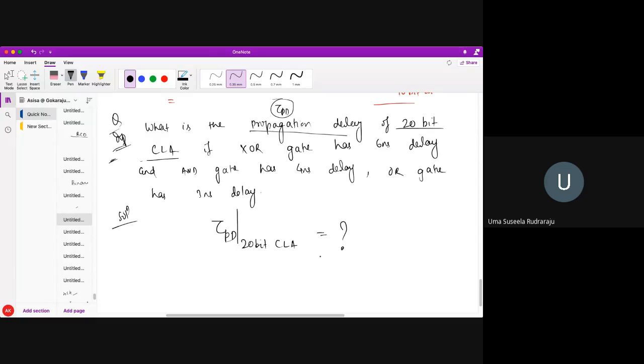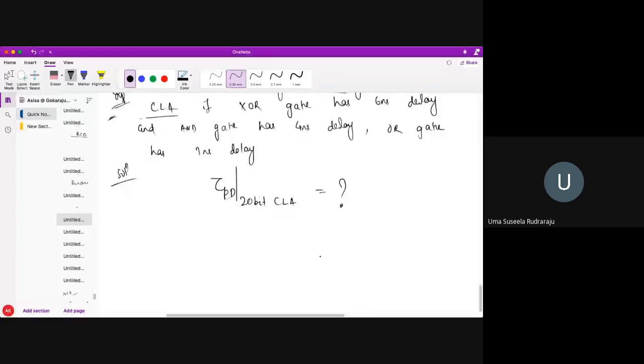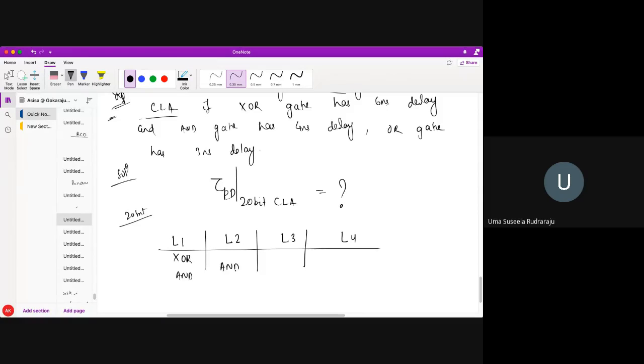First of all, you need to know the requirement for CLA. CLA has 4 levels: level 1, level 2, level 3, level 4. It may be 20 bit CLA, 10 bit CLA, or 4 bit CLA, it has 4 levels. Level 1 has XOR, level 2 has AND, level 3 has OR, and level 4 has XOR. Any doubt on this?